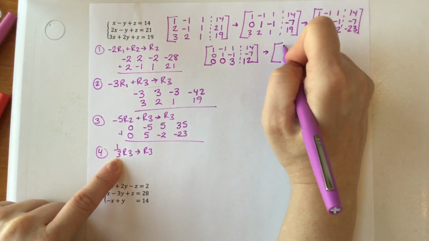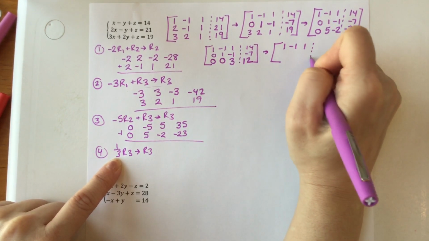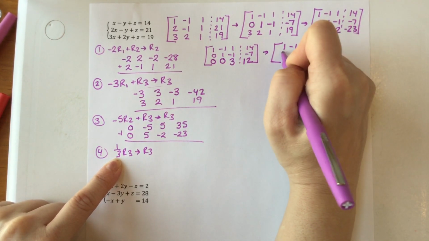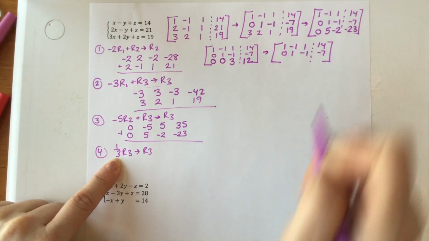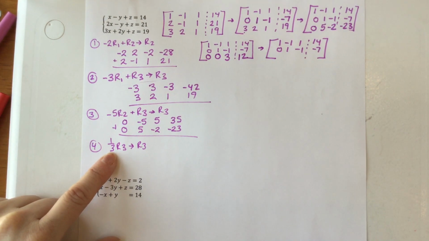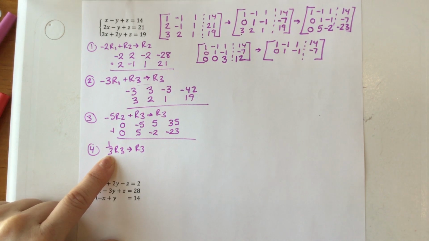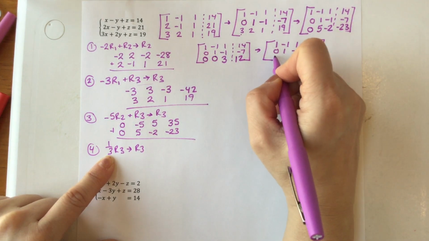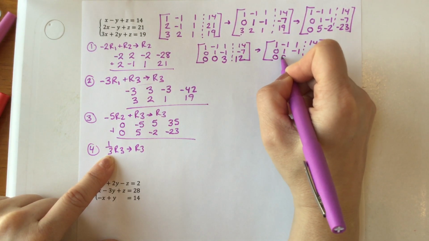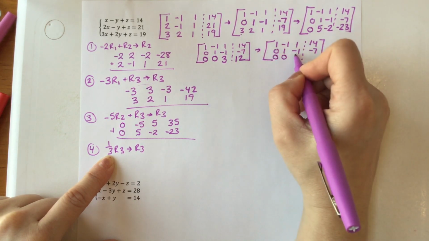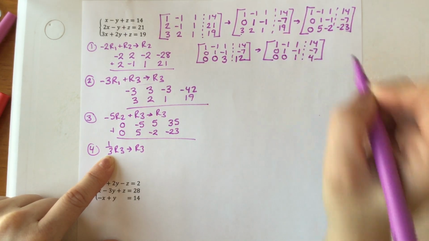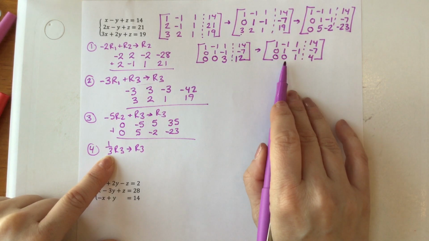So I'm keeping the top: 1, negative 1, 1, 14. 0, 1, negative 1, negative 7. I'm taking the whole bottom and multiplying by 1/3, which is the same as dividing by 3. 0 divided by 3 is 0. 0 divided by 3 is 0. 3 divided by 3 is 1. 12 divided by 3 is 4. So now I have row echelon form.